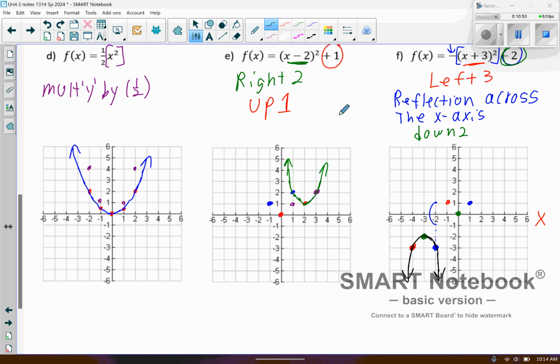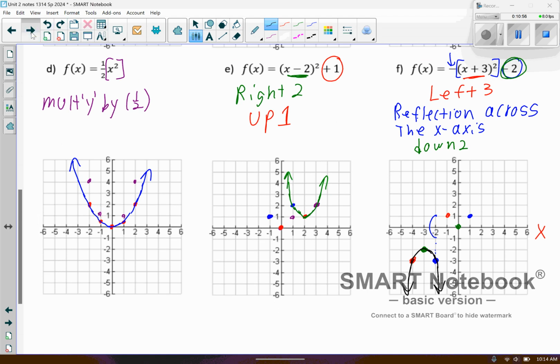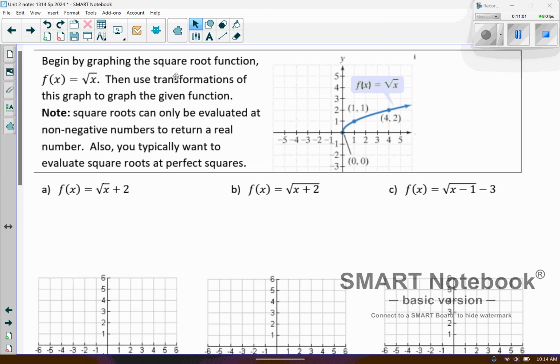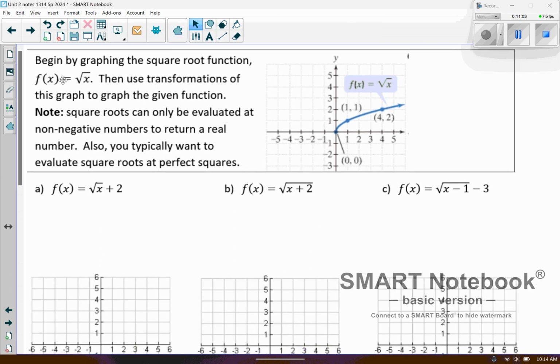Okay, so that's parabolas. The next one we're going to look at is the square root function. So right here, we want to begin by graphing the square root function, f of x equals the square root of x, and then use transformations of this graph to graph the given function that's going to be down here. Note, square roots can only be evaluated at non-negative numbers to return real numbers. Okay, so we don't want to deal with any of those imaginary numbers, the complex numbers. We want to avoid those.